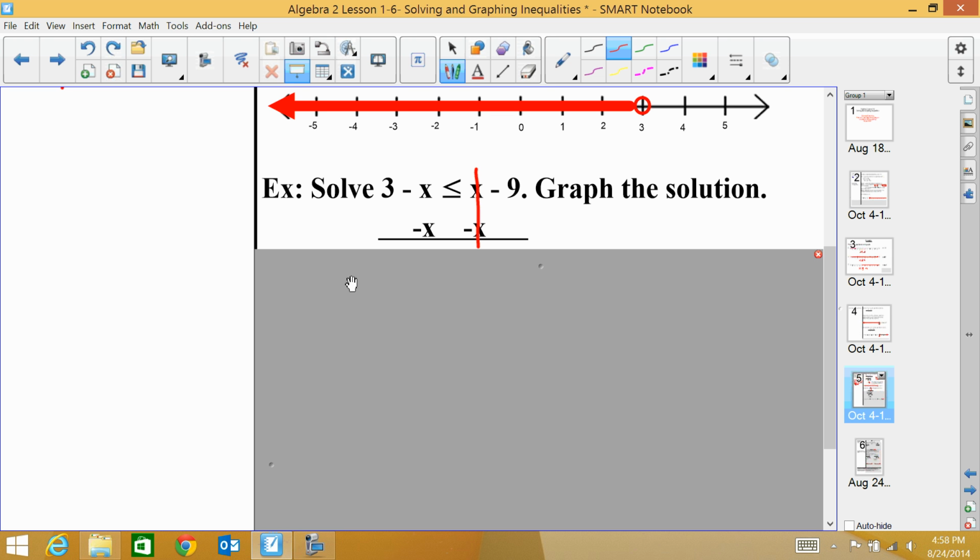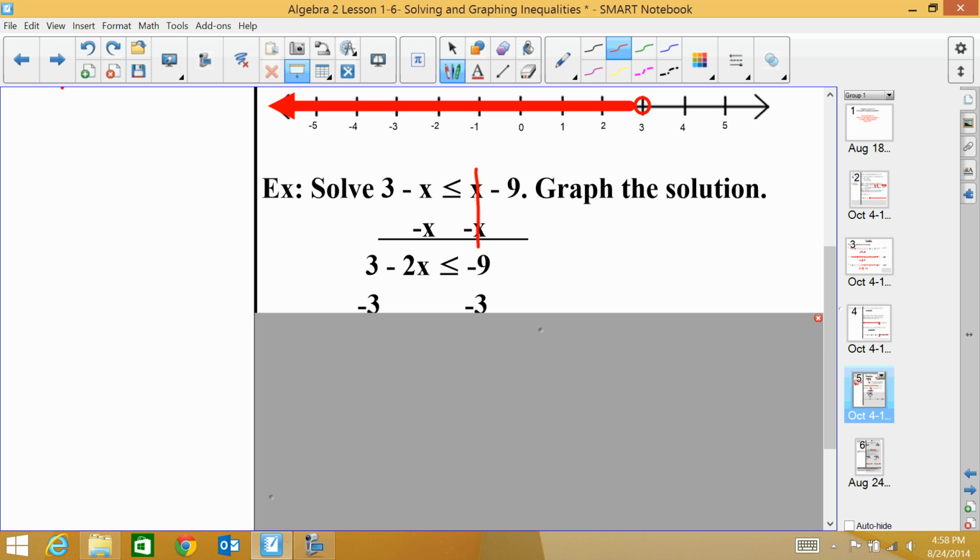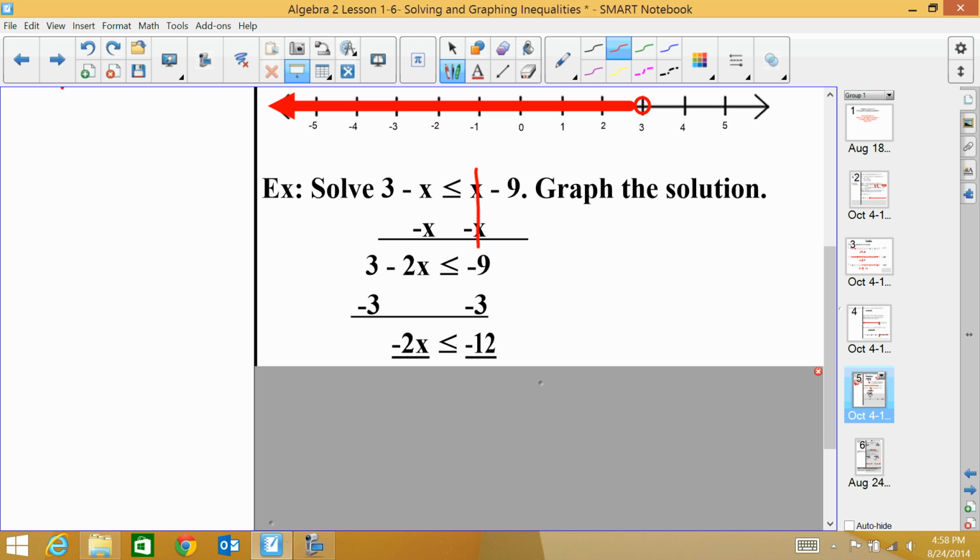And then they end up with 3 minus 2x is less than or equal to negative 9. And now I think the reason why they're doing it this way is because they're always gathering the x over to the left side so that x is always first. So when you're doing inequalities, you can do that if it helps you. So from here, we need to get x by itself, so we're going to subtract 3 from both sides because the 3 itself is positive. And then we end up with negative 2x is less than or equal to negative 12.